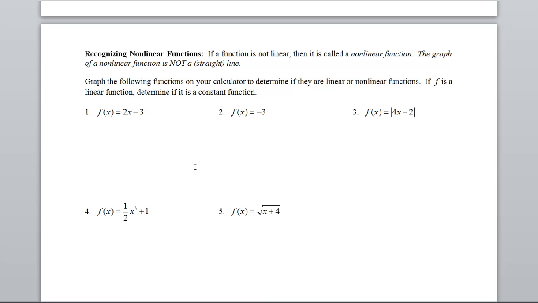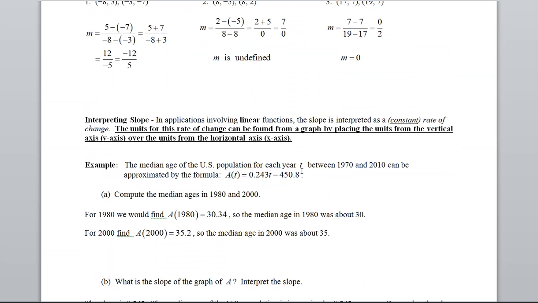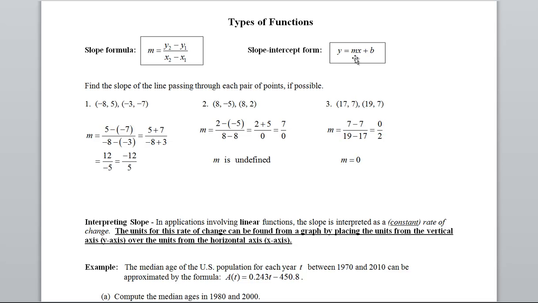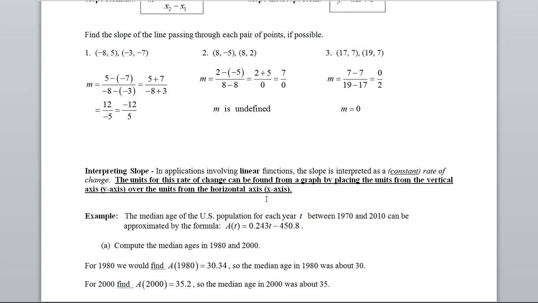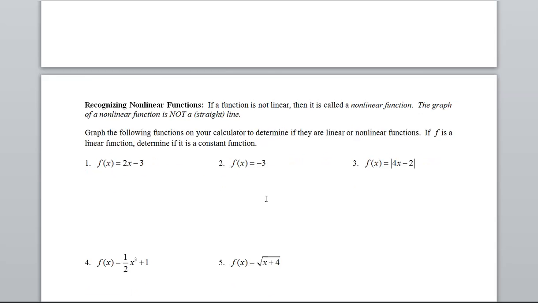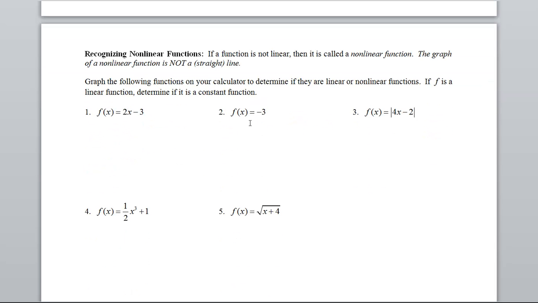So again, let me move back up here. This is slope-intercept form. You've got slope, x is raised to the first power, plus a constant. And the only two that take on that form are number 1 and number 2. Absolute value? Nope. Power other than 1? Nope. A radical? No.